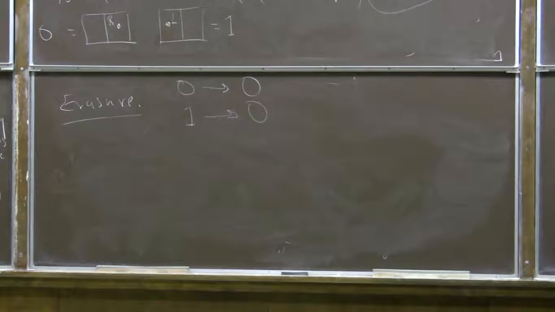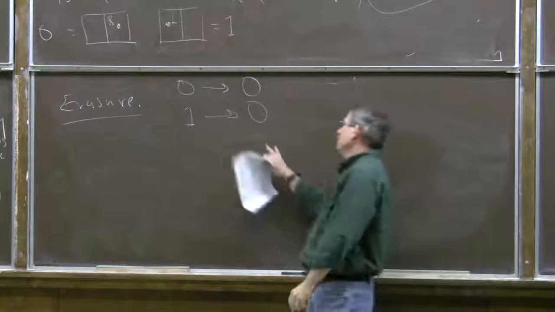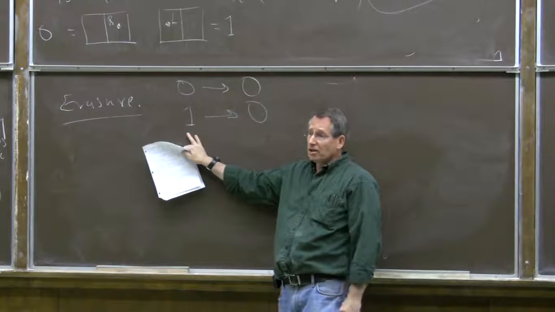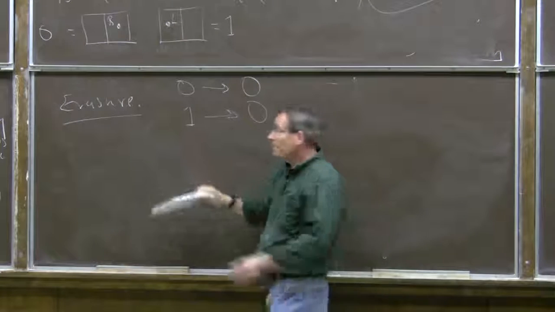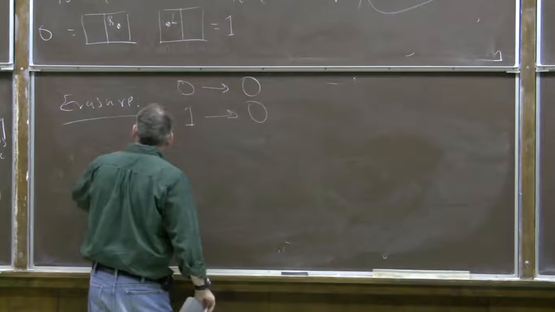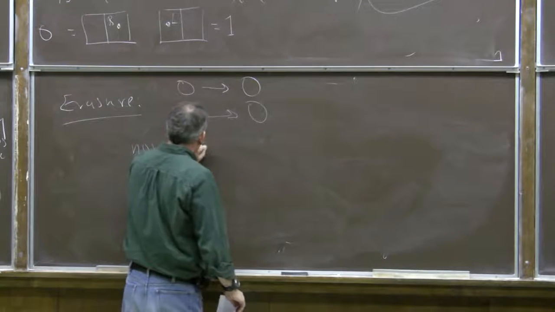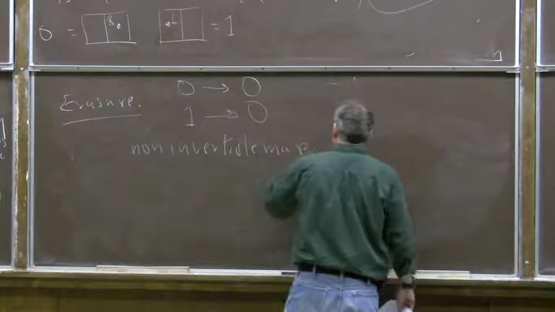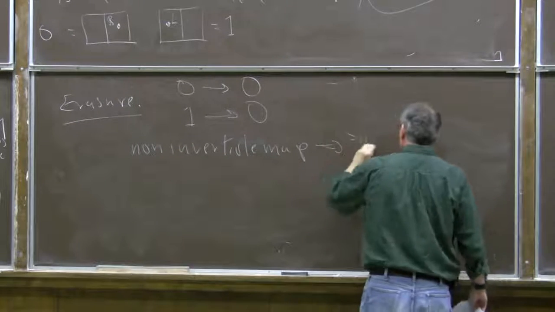So when I say it's irreversible, I mean this is not an invertible map. If you know the output of the erasure, namely 0, you don't know whether it was initially a 0 or a 1. They both got mapped to the same value. So it's a non-invertible map. I call that logically irreversible.